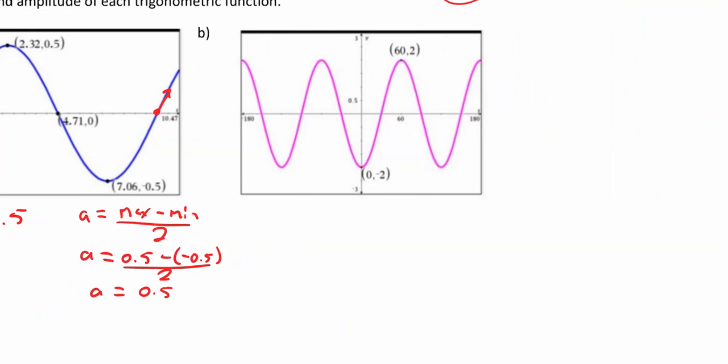All right, looking at the other one, our A value, our amplitude, is 2, and then our period, you can see it starts here, right? And then halfway through, I'm at 60, because a full period would be from that point to that point. So halfway through, I'm at 60. In this case, our period is just going to be 60 times 2, so 120. And this was in degrees, it looks like.